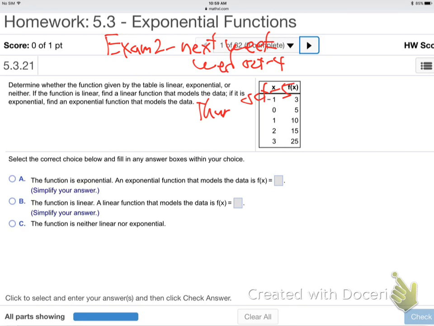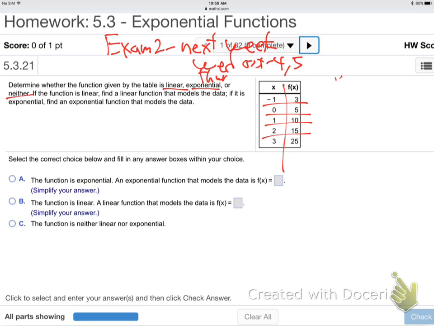So here we are looking at this. This is basically an XY table, isn't it? Okay, this is an XY table. F of X is Y. And they want us to figure out if that XY table is making an exponential function or a linear function or neither.